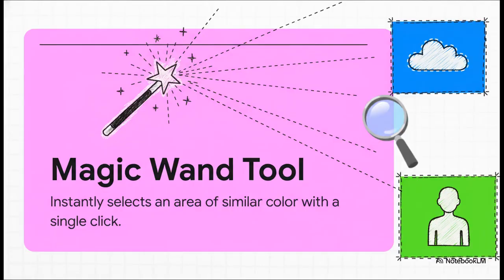Okay, now for a tool that honestly feels a little bit like, well, magic. The magic wand. You just click on a single spot in your image and boom, it intelligently selects all the connected pixels that are a similar color. This is absolutely perfect for grabbing, say, an entire blue sky or a green screen with literally just one click.